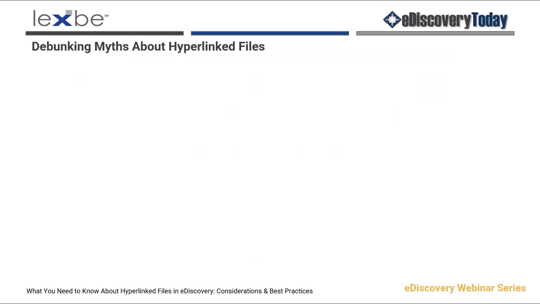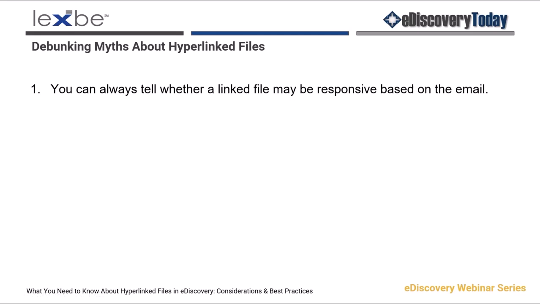So earlier I talked about 5 assumptions we can make about hyperlinked files. So now let's do some myth busting, where we'll bust 6 myths that some people believe about them. The first myth is that you can always tell whether a linked file may be responsive based on the email. No, you can't. Emails that link to files can contain almost no useful information to determine responsiveness. Many times after a meeting or a phone call, I've sent an email to the participants in that meeting or call with a link to a file that simply says, "as discussed," in the body of the email.